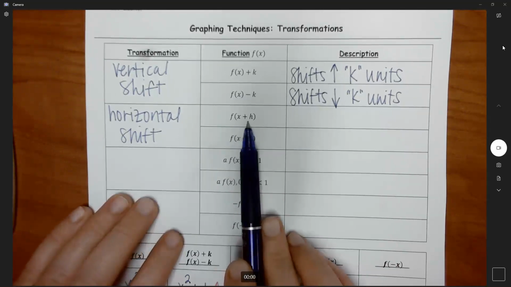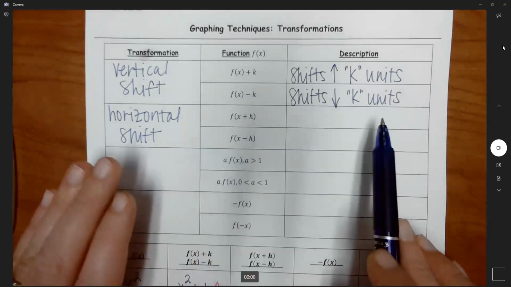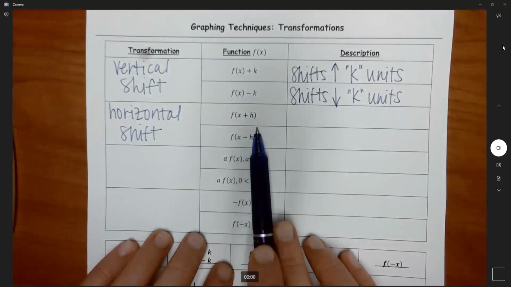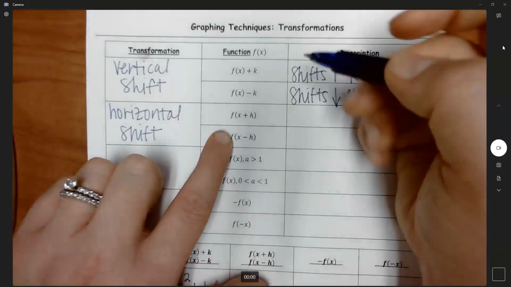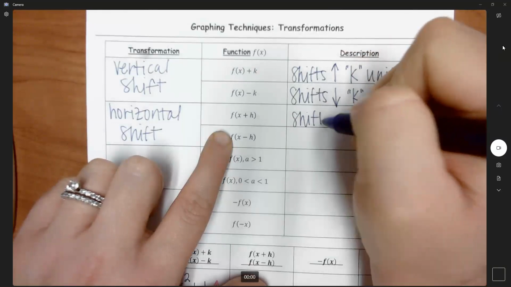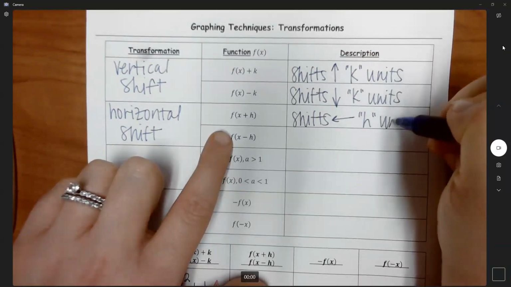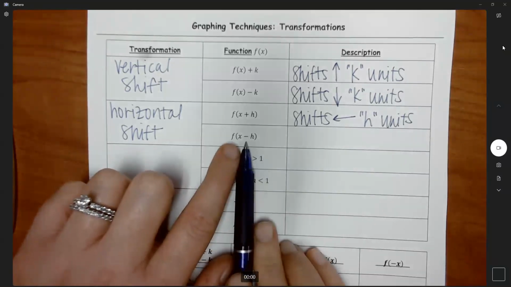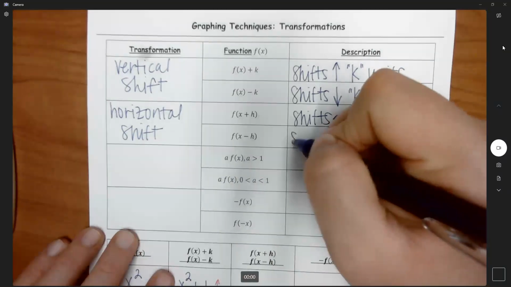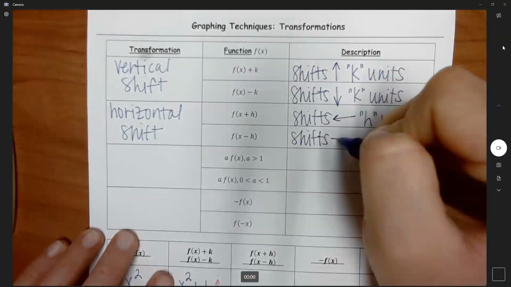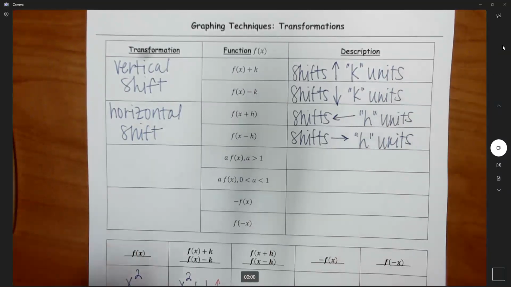So when I have x plus h, if you think of a number line, you think of plus h as going over here to the right towards the positive numbers. But this is actually going to shift to the left h units. So then likewise, minus h, you think is going over here towards all the negative numbers, but this shifts to the right, h units.